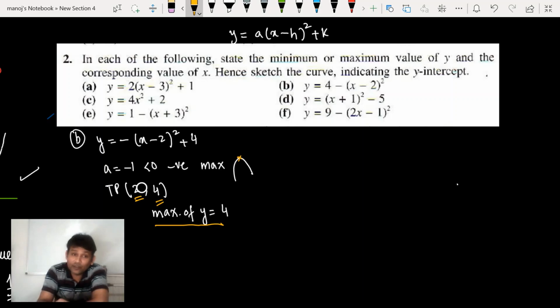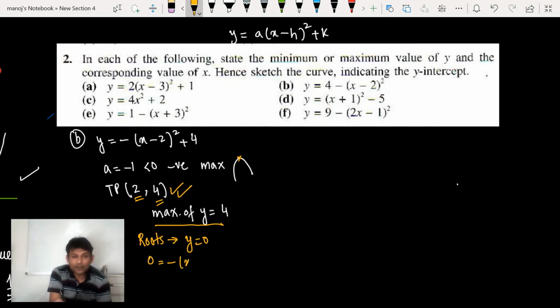What we need: the turning point. Turning point is there. We need the roots. Without roots, I cannot work on it. Roots means x-intercept, and y is equal to 0. So when I substitute y equals 0 here, 0 equals minus (x minus 2) whole square plus 4. This 4 goes to the left-hand side as minus 4, equals minus (x minus 2) whole square. This negative and negative cancel out. That's very important.